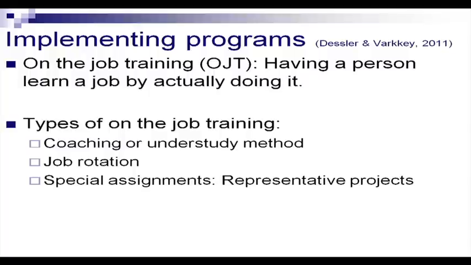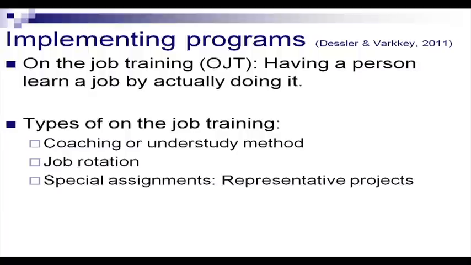Implementing the programs. The first one is on the job training, OJT, having a person learn a job by actually doing it. So that is one where you are actually put on the job and asked to perform. Types of on the job training: one is the coaching or understudy method, or apprenticeship as we call it, where you are put under the guidance of a mentor who helps you learn things on the job. You do things, but there is somebody who is constantly watching what you are doing, and this person slowly and when the time is right gives you feedback, maybe once a day, maybe once a week, maybe once a month, etc.